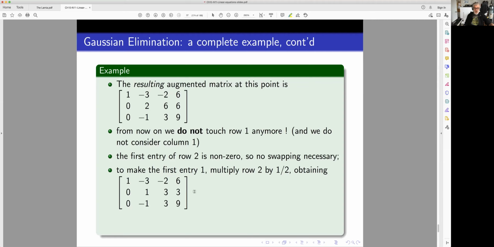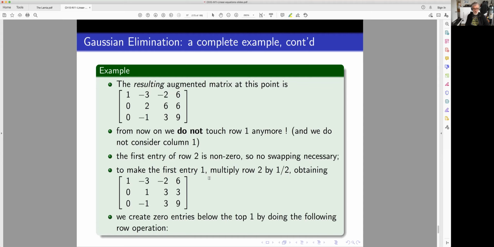And now I'm ready to implement the third part of the procedure, which is to make all the entries below this 1, which is called a pivot, but you don't need to know that, 0. And here we're super happy because it's really easy, right? 1 plus -1 is 0. All I have to do is add row 2 to row 3 and I'm fine, right?